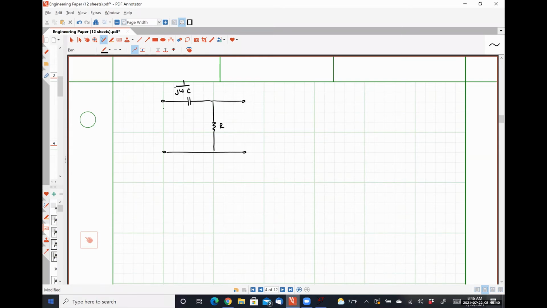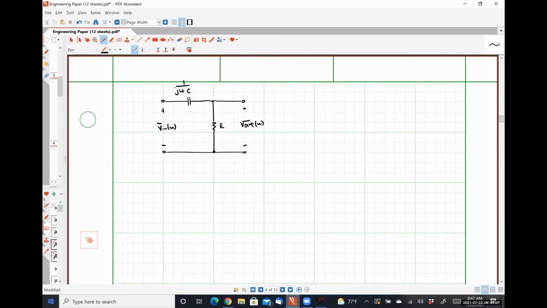Here's our input. Here's our output. So all of these filters that we're going to be dealing with in this class are all going to be series combinations of resistors, capacitors, and inductors.